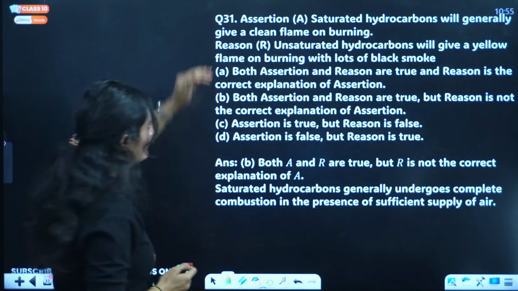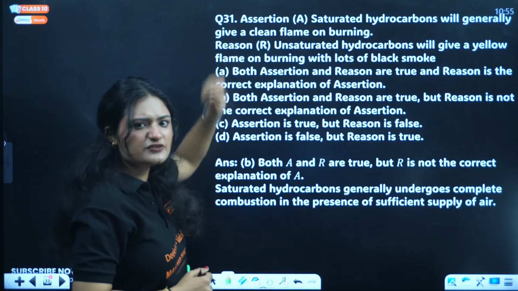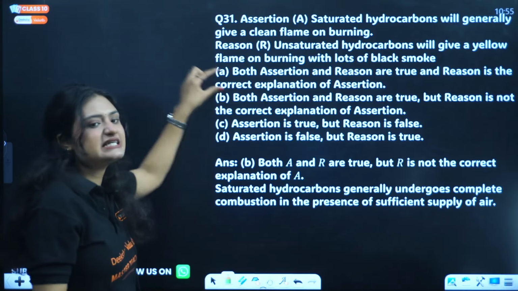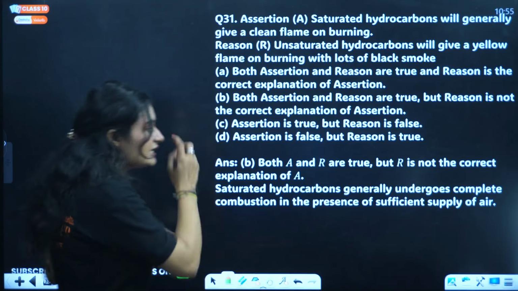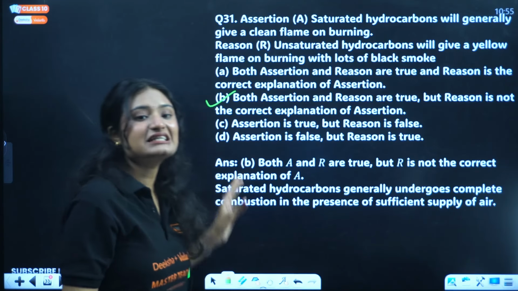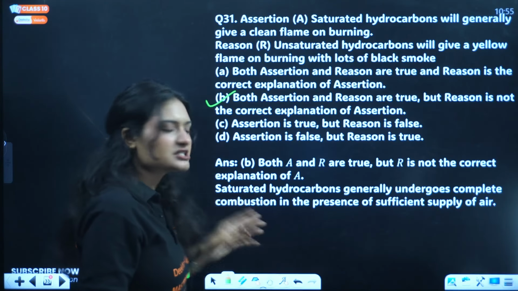But is reasoning the correct explanation of assertion? No. So you need to think about it also, if your assertion and reasoning are connected or not. They are not connected. So assertion is true, reasoning is true, but reason is not the correct explanation of assertion.